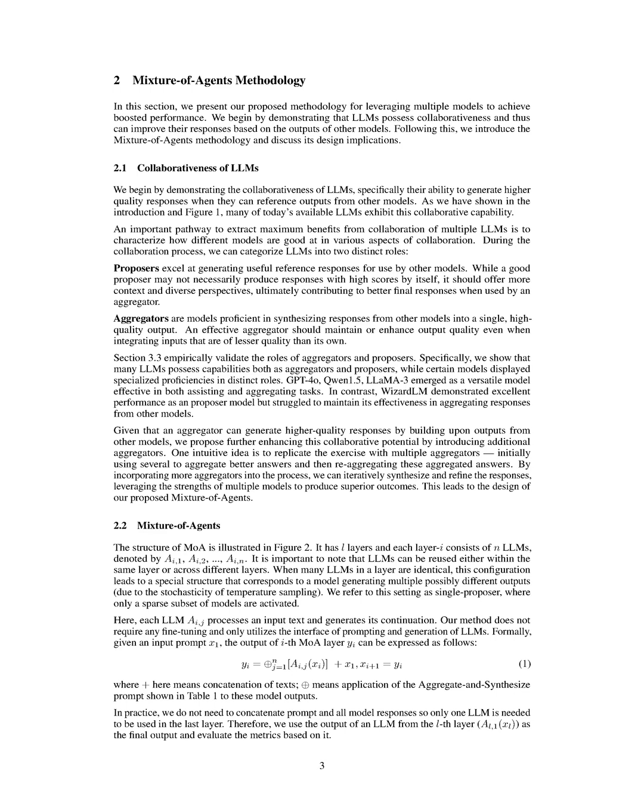Section summary. In this section, we demonstrate the collaborativeness of large language models, LLMs, showing that they can enhance their responses by referencing outputs from other models. By categorizing LLMs into proposers, which provide diverse perspectives, and aggregators, which synthesize responses into high-quality outputs, we show that models like GPT-4o and Qwen 1.5 excel in both roles, while WizardLM is more effective as a proposer. To further boost collaboration, we propose using multiple aggregators iteratively to refine responses and leverage the strengths of various models, leading to the development of our Mixture of Agents methodology.